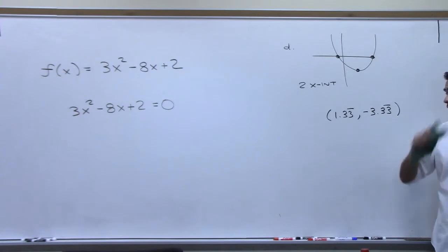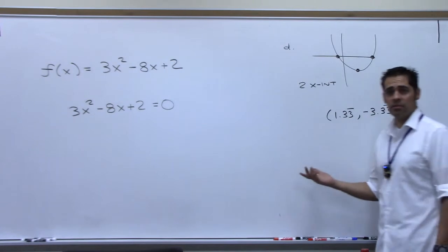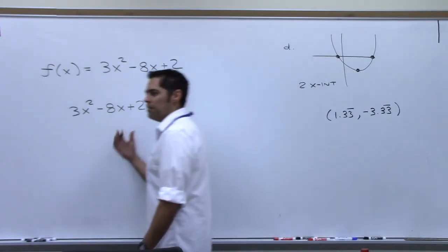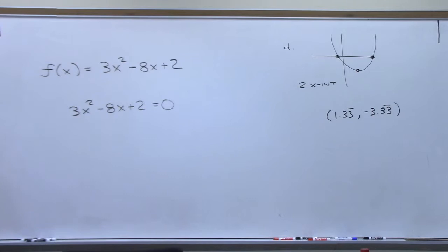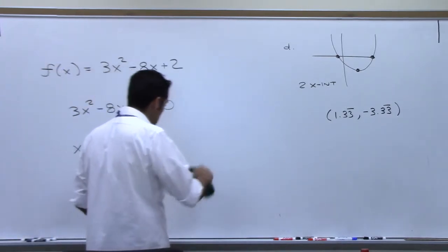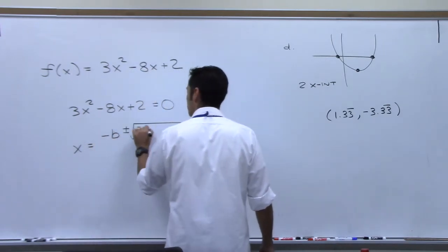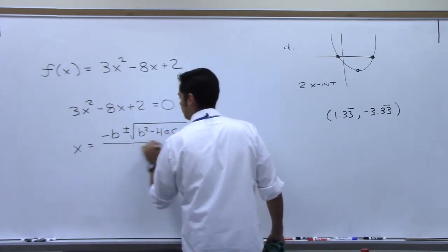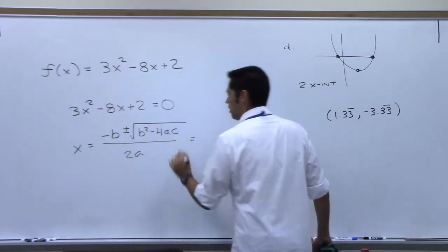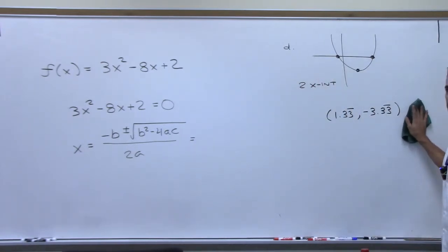And you have all sorts of choices on how you want to solve that. You could try and factor. Maybe it factors. If it doesn't factor, what can you guarantee to go to? Quadratic formula. I'm going to go for the quadratic formula. So my answers, x, are equal to negative b plus or minus the square root of b squared minus 4ac, over 2a. Yeah, we're going to need our calculator for that, I think.